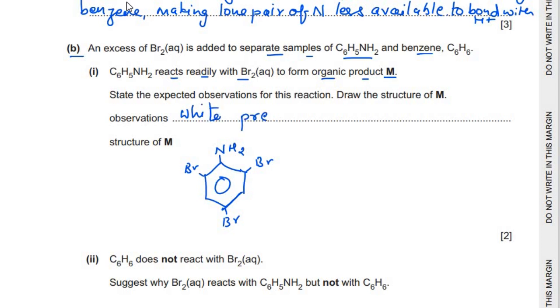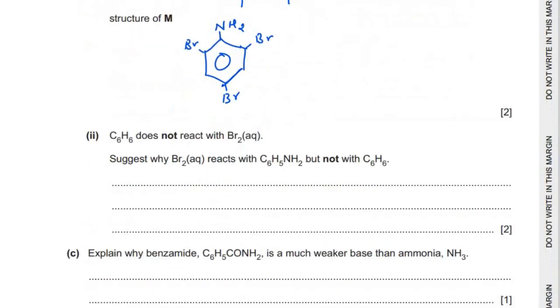Whether phenylamine or phenol is present, both will form a similar compound, 2,4,6-tribromophenylamine or 2,4,6-tribromophenol, and both are going to show the same observation, that is white precipitates. So this is how we have written the observation. Next part: C6H6, that is benzene, does not react with bromine. Only benzene does not react with bromine.